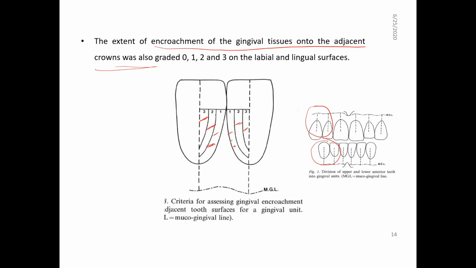Now if in any case the gingival extension on this tooth is up to the first scoring part, and the gingival tissue encroachment on this tooth is up to the second scoring part, then the score of 2 will be given. Higher score will be taken.